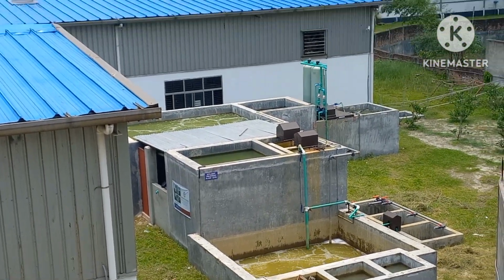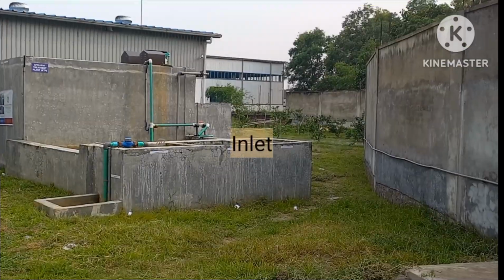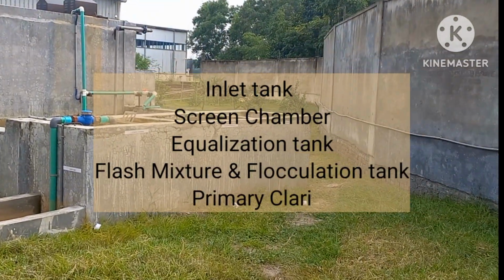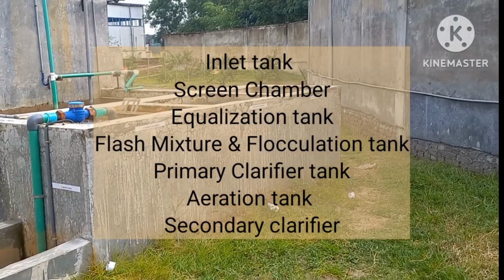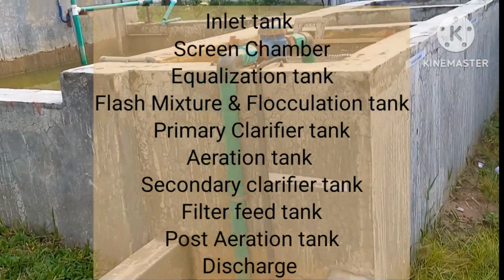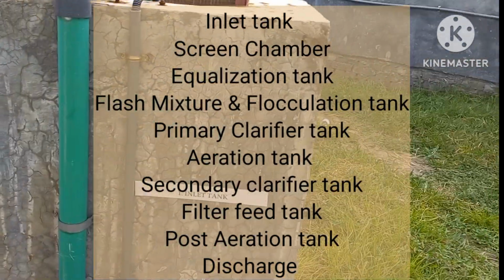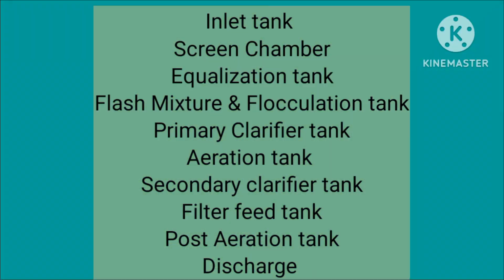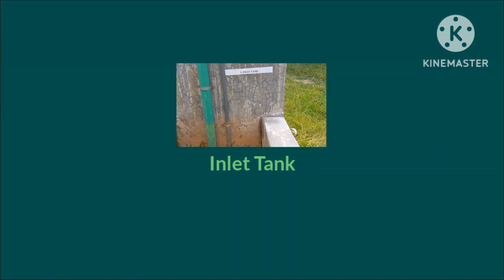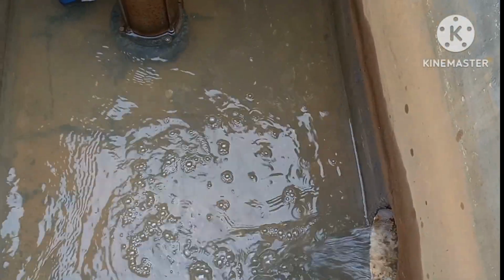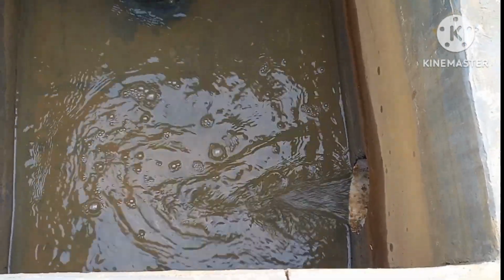This plant consists of the following units: inlet tank, screen chamber, equalization tank, flash mixture and flocculation tank, primary clarifier tank, aeration tank, secondary clarifier tank, filter feed tank, post aeration tank, and discharge. The capacity of this treatment plant is 5 meter cube per hour.